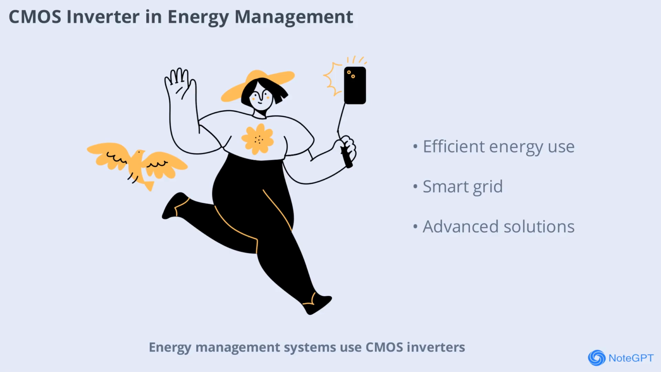Energy management systems use CMOS inverters for control logic and signal processing. Their low power consumption supports efficient energy use and smart grid operation. We'll highlight how CMOS inverters enable advanced energy management solutions.